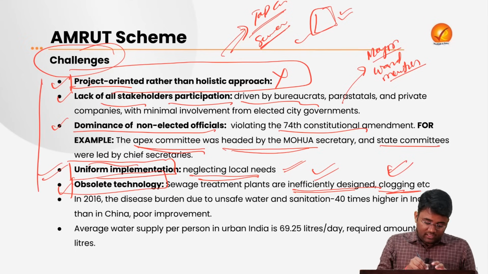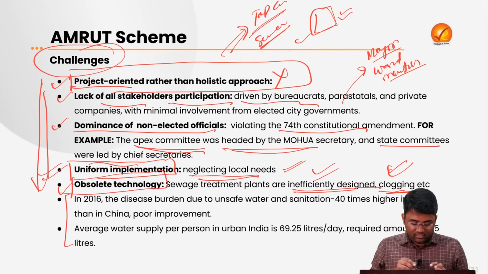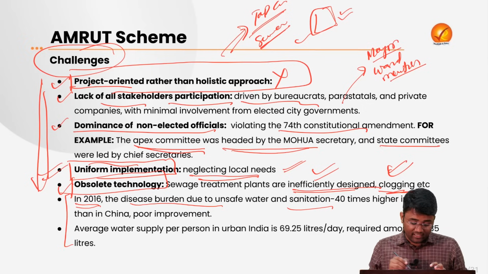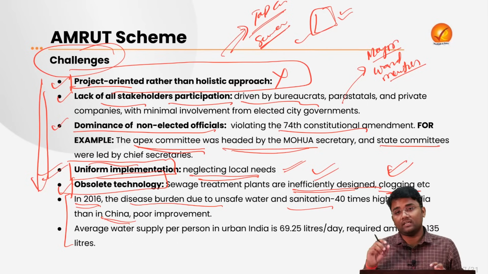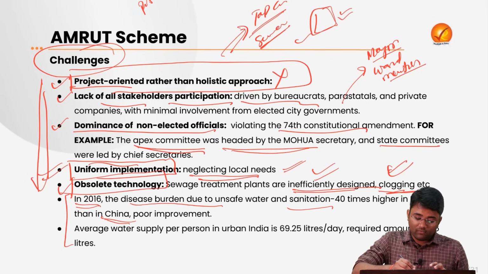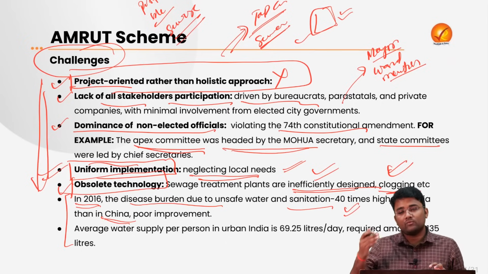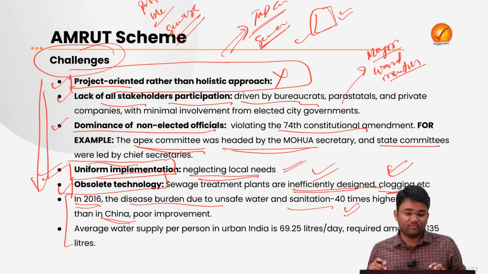And all these issues can also be seen from the fact that in 2016 the disease burden due to unsafe water and sanitation was 40 times higher in India when we compare it with China. That shows us that there is a lack of potable water, there is a lack of proper sewage connections, and that is much worse than the condition of China, whose population we have just surpassed.